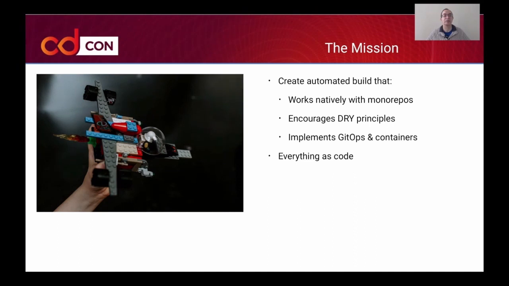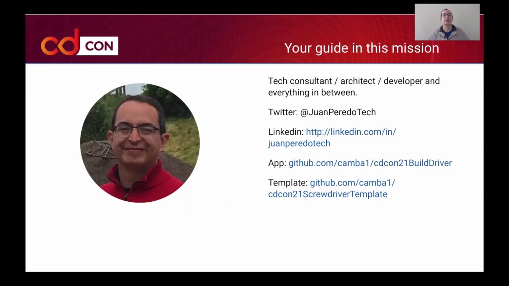And this pipeline should work natively with monorepos, encourage DRY principles, and implement GitOps and use containers. But more importantly, we want to do everything as code so that we can recreate the steps as needed. So I'll be your guide in this mission. My name is Juan Peredo. I'm a tech consultant, architect, and developer, and everything in between.